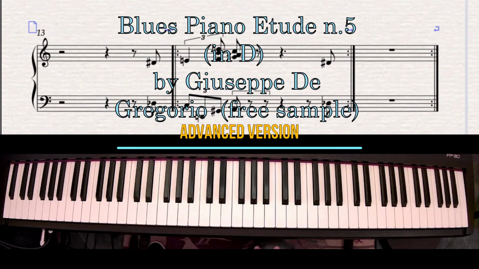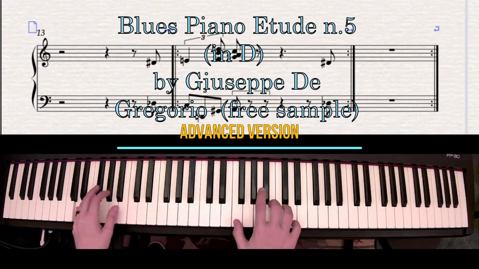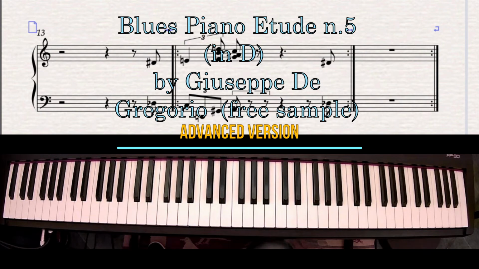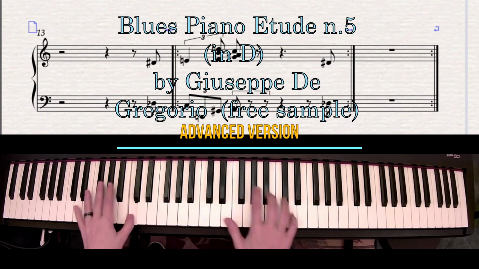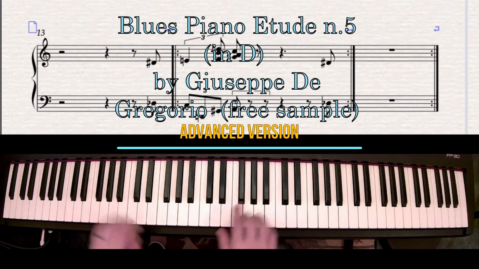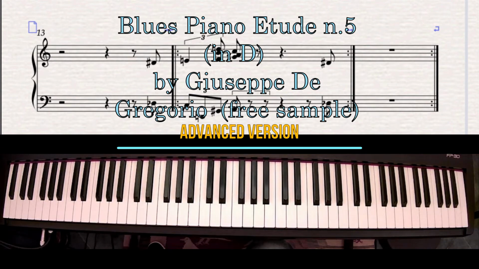Left hand first. 1, 2, 3, 4. 3, 4. 3 right hand. 3, 4. 3 both hands. 3, 4. 3 and 4 and 1.